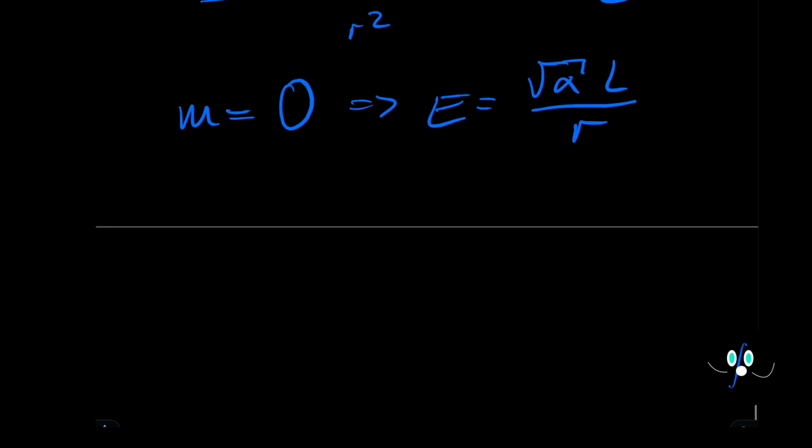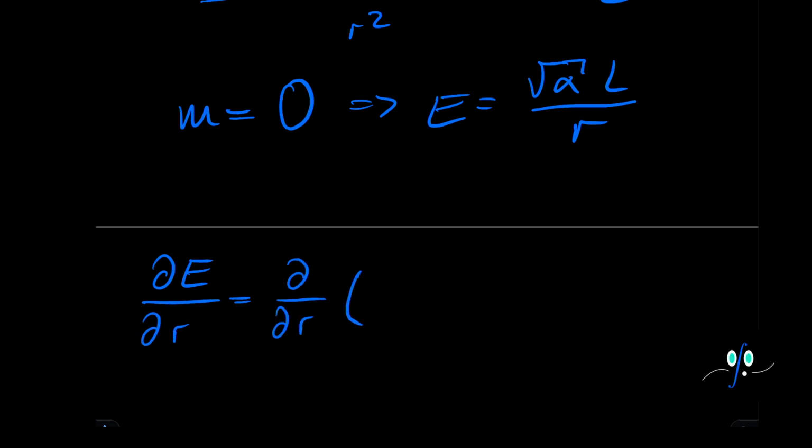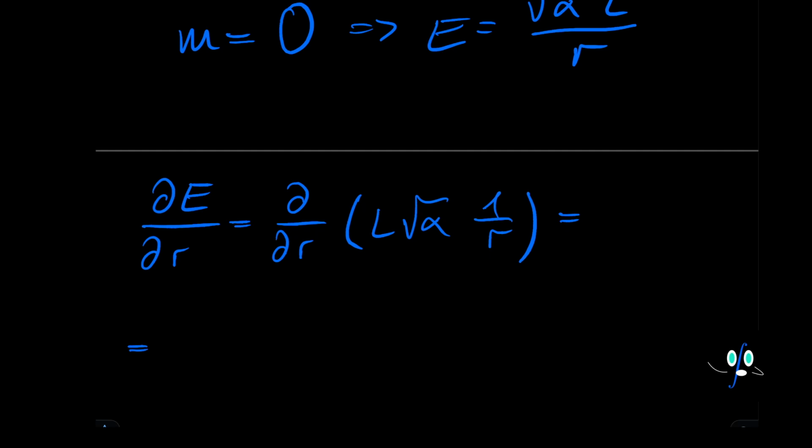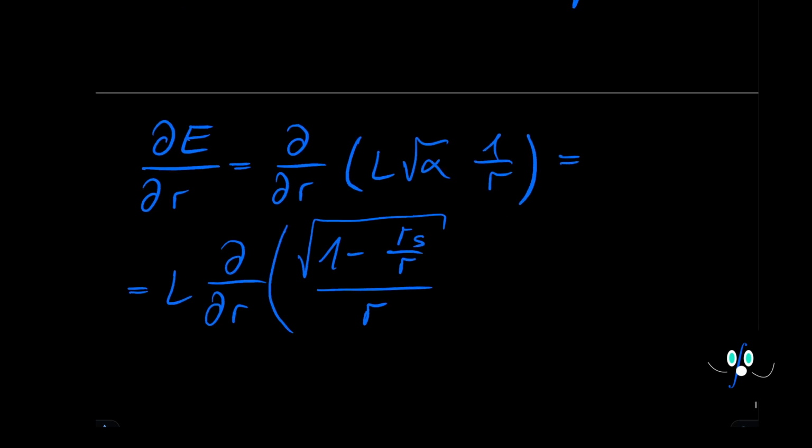Let's go. Let's take the derivative and set it to 0. So we have the derivative of the energy with respect to r is the derivative with respect to r of L times the square root of alpha times 1 over r. So L is a constant, but the square root of alpha is not a constant because alpha is dependent on r. So we have L times the derivative with respect to r of the square root. Now we plug in 1 minus rs over r, divided by r. And we need to take the square root out of that, of course. So that's what we need to take the derivative of.